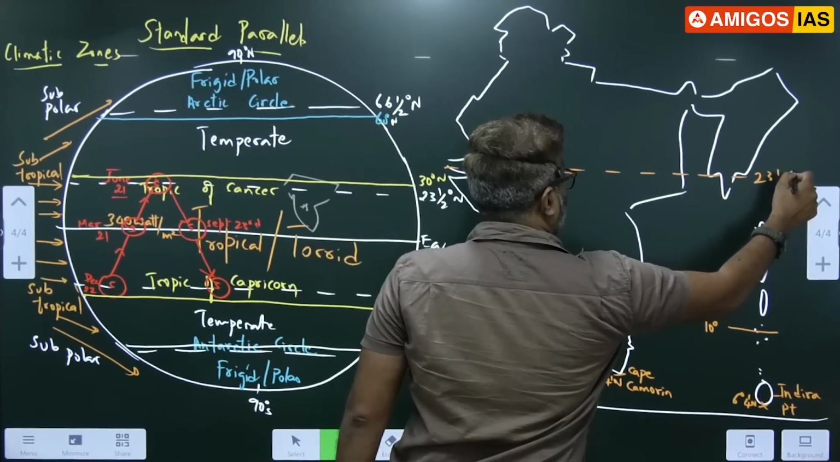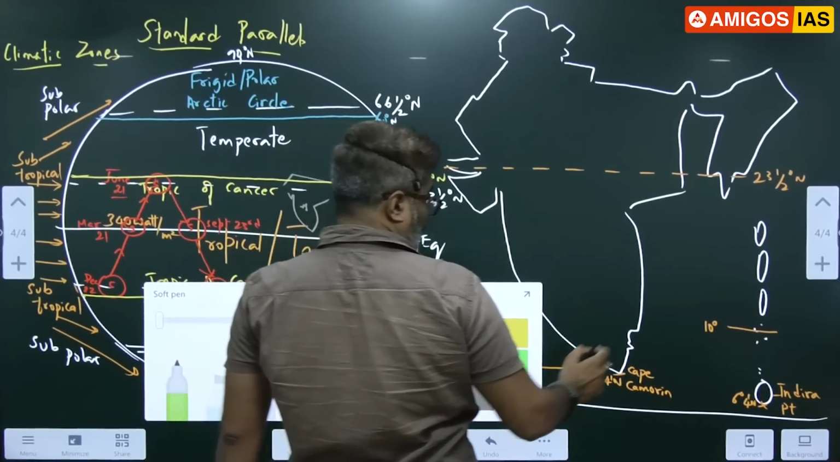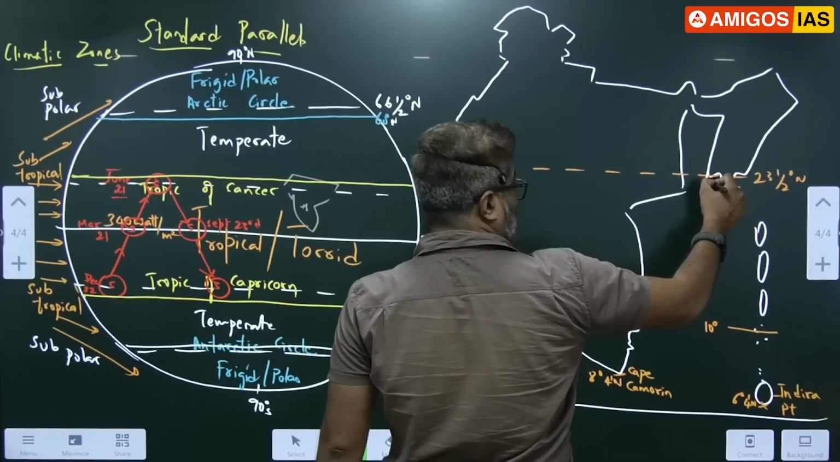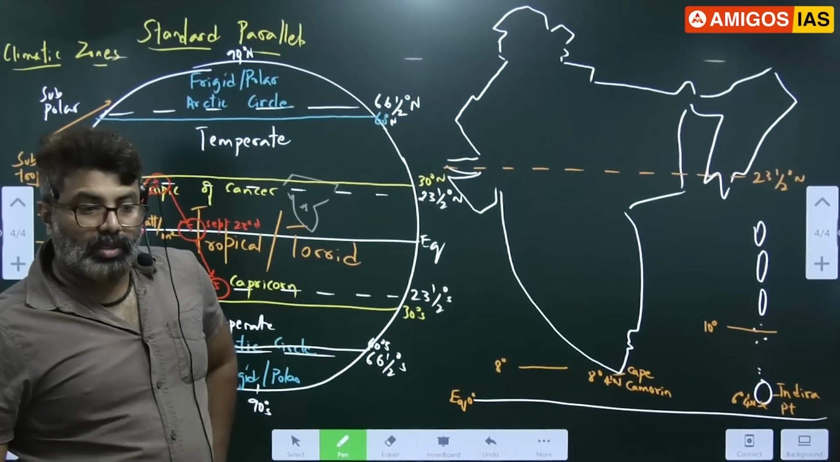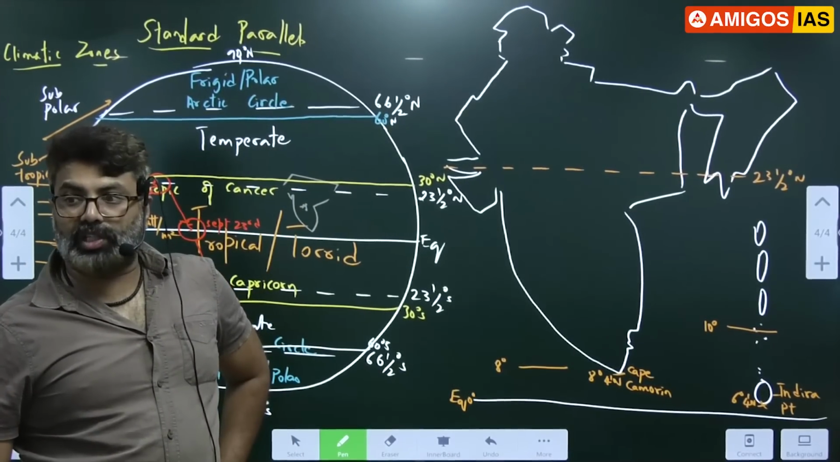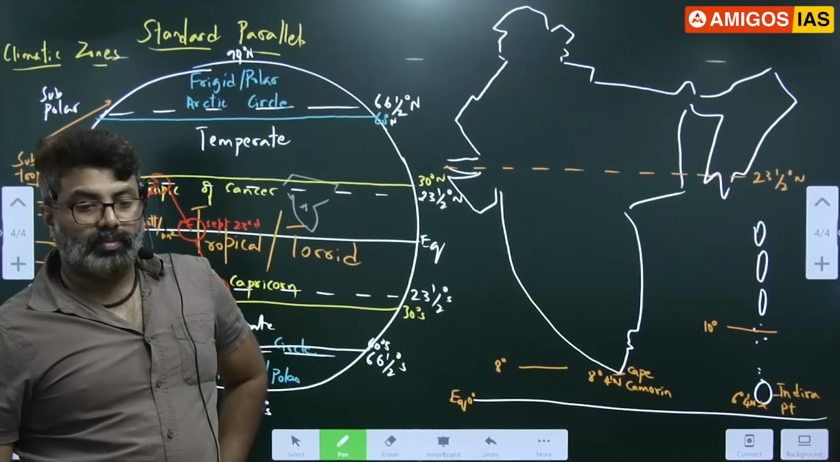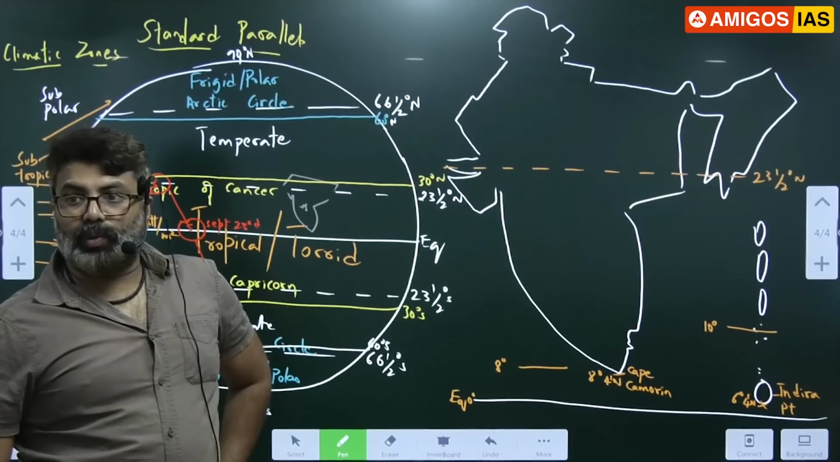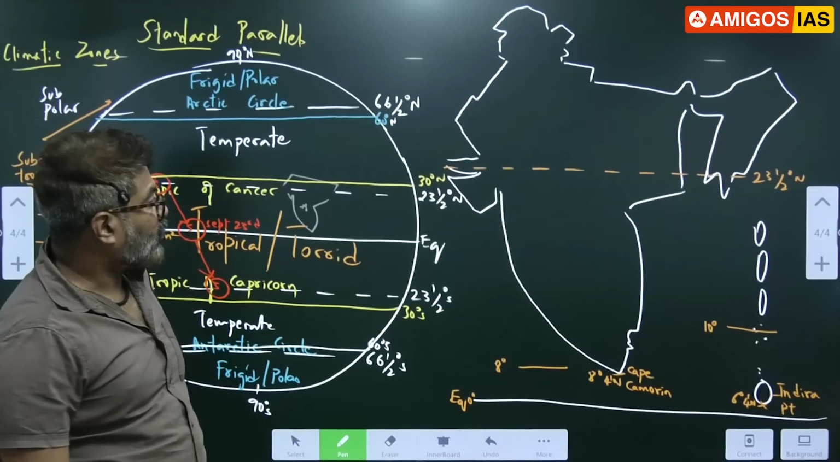23.5 degree north. It passes through 8 states in India. All of you check. Tropic of Cancer passes through how many states? 8 states. Gujarat, Southern Rajasthan, Madhya Pradesh, Chhattisgarh, Jharkhand, West Bengal, Tripura, Mizoram. All of you know the states. 23.5 degree north.